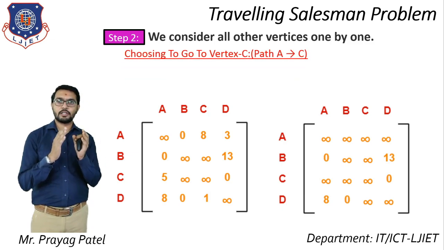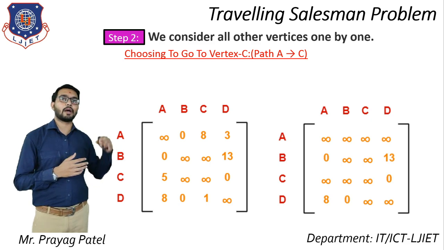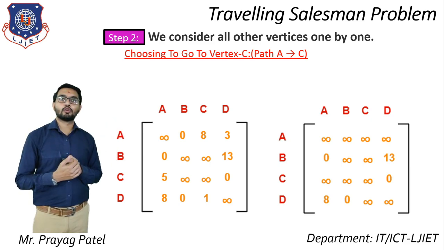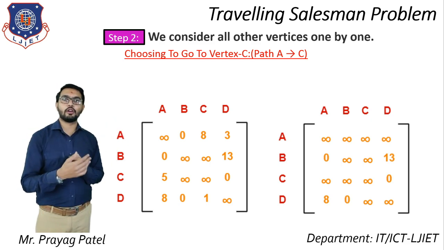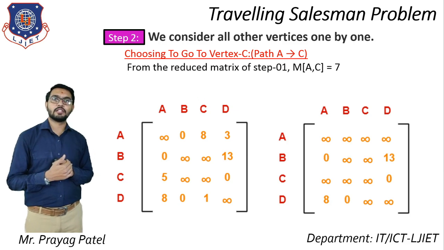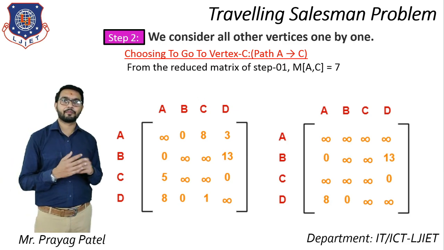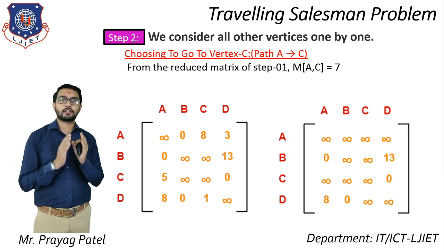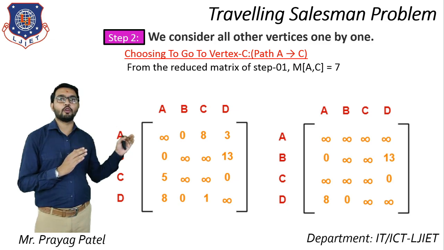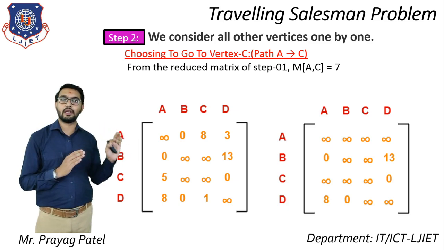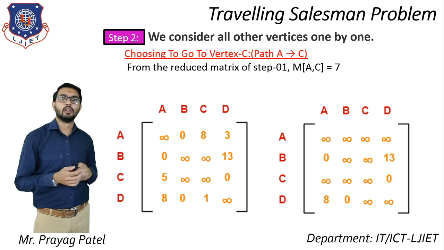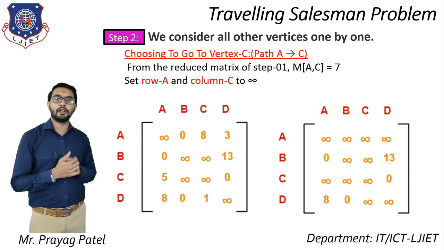Here we first considered path A to B. Now consider path from A to C. So consider the vertex C as your next vertex. So consider the first step: in the reduced matrix of step 1, consider the value of MAC equal to 7 in our previous step. Now consider the row and column as infinity.